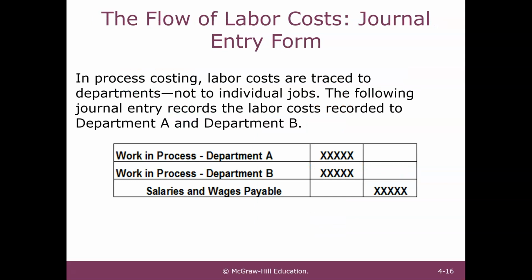The journal entry for labor is similar to job order costing. It's just we have more than one work in process account. We will debit work in process Department A for the employees that work in Department A. We will debit work in process Department B for the employees that work in B. Then we will credit salaries and wages payable.